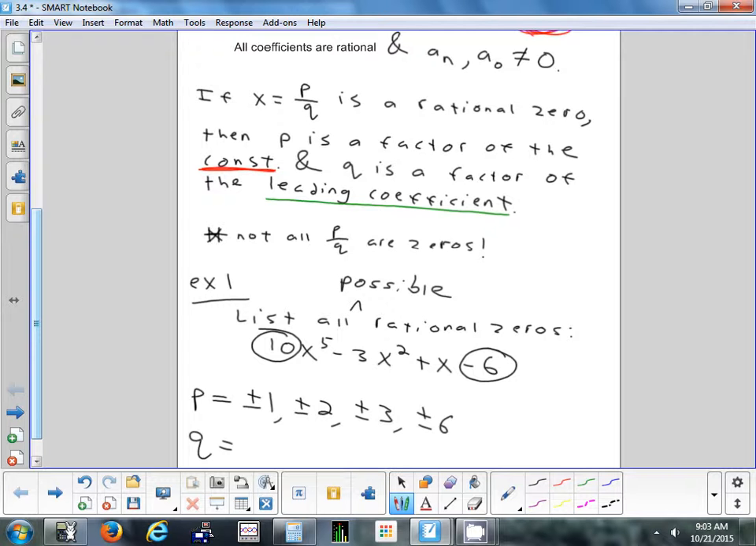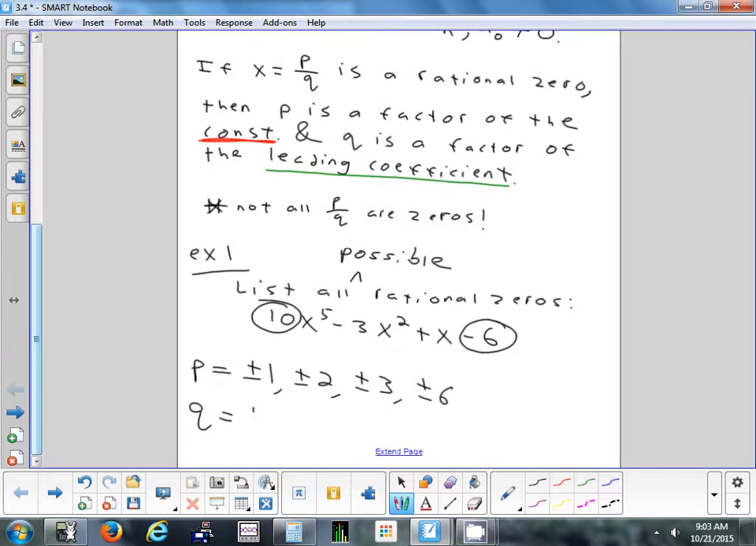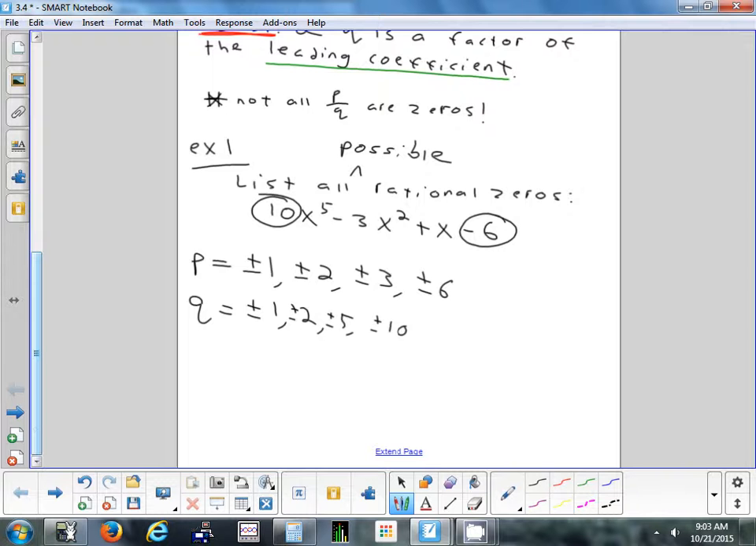1, 5, and 2, and 5. 1, 10, 2, 5, yep. And all the negatives: 1, 2, 5, 10. Okay, so if there's a rational root, the denominator has to be one of these numbers for Q and one of those numbers for P. Okay, now we need to match up all the combinations.